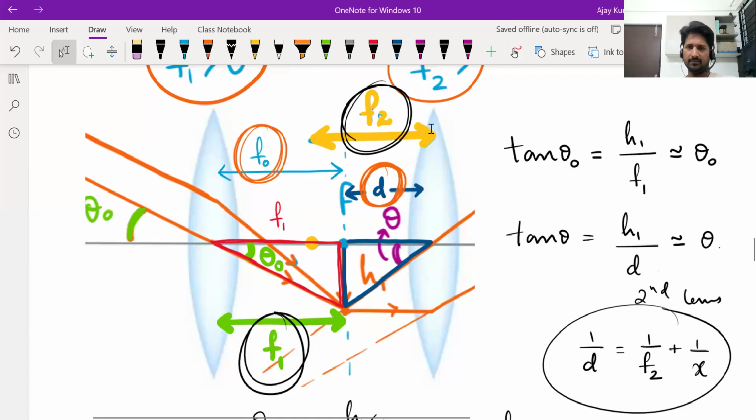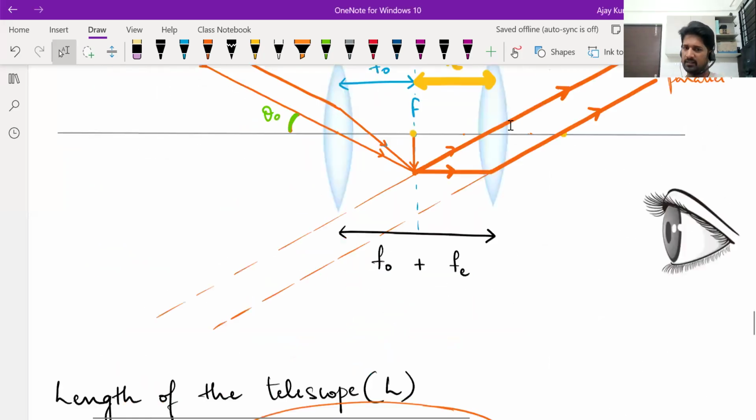What exactly is d? It's the distance from the first image to the second lens, that is nothing but object distance for the second lens, isn't it? Yes, sir. So small d is the object distance from the eyepiece.